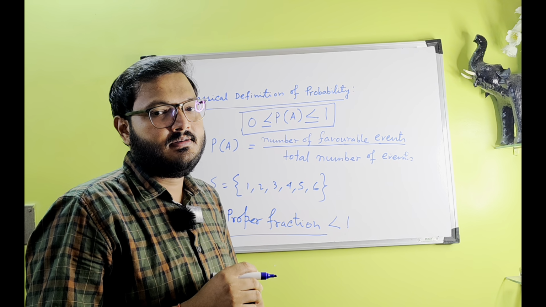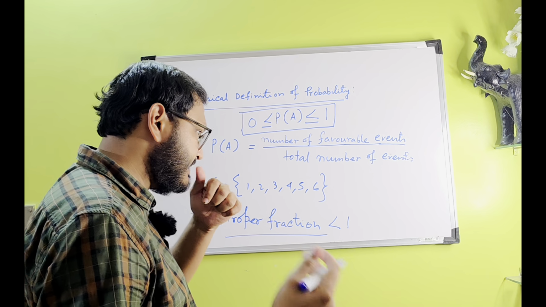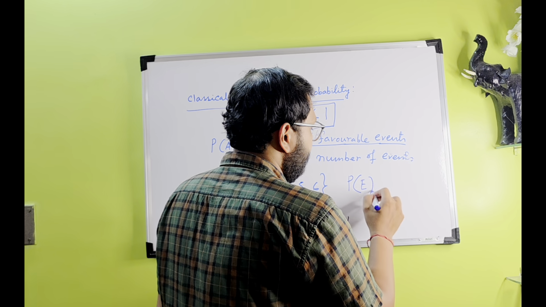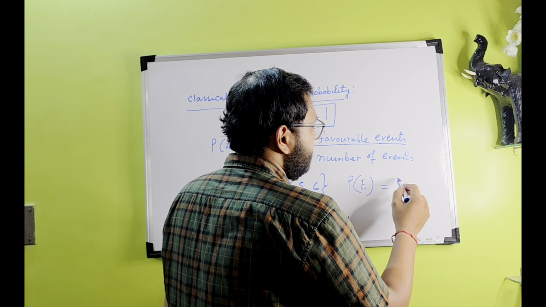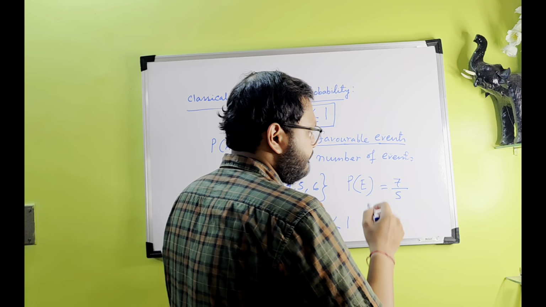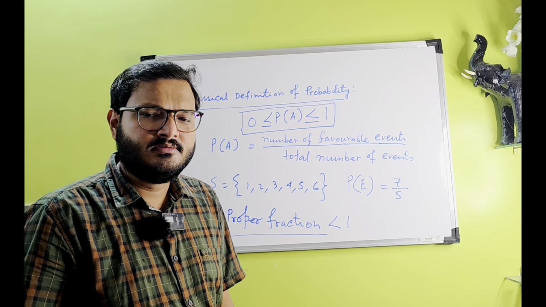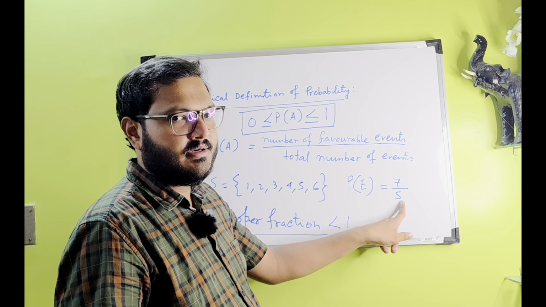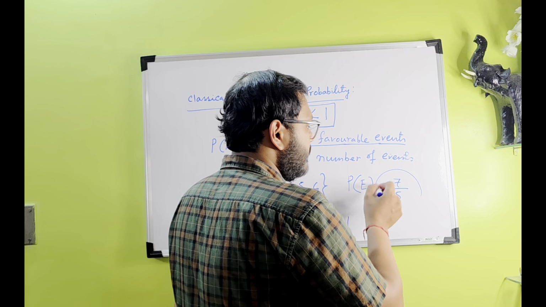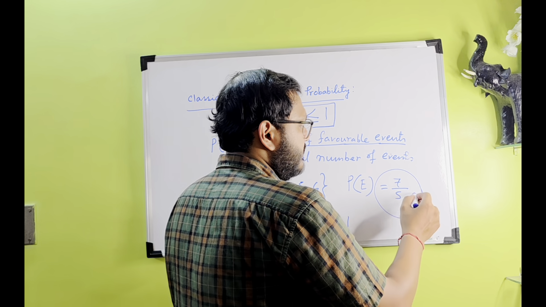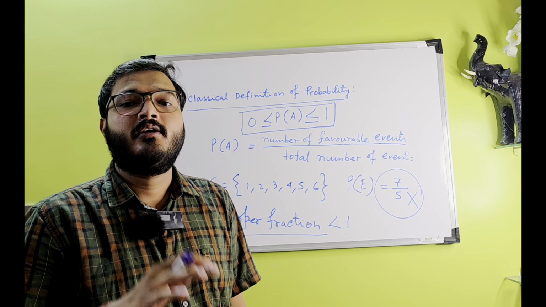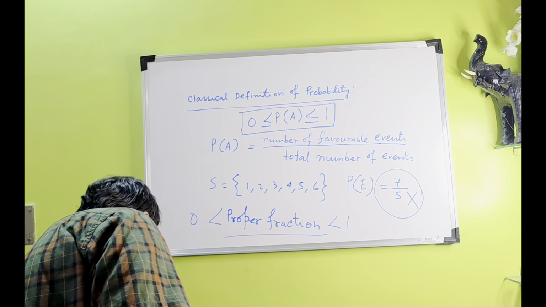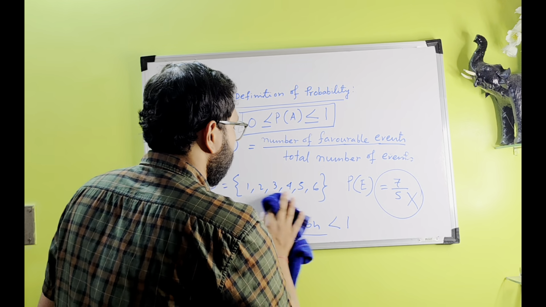If it is asked to you that the probability of an event E is equal to 7 by 5, is it possible? You have to say no, because the numerator is more than the denominator. Its value is more than 1. So it cannot be the probability of any event. I hope it's clear. So let's discuss a little bit more.